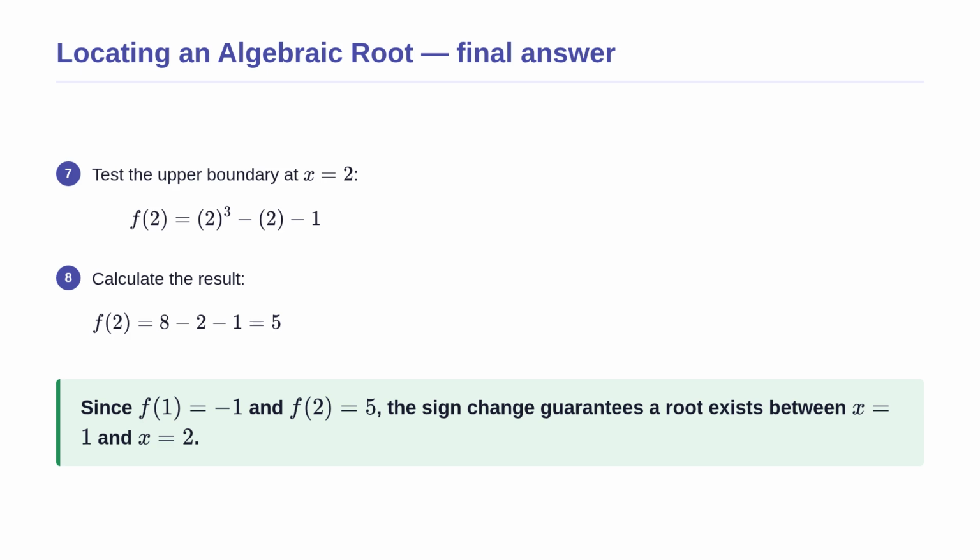Because the function went from a negative value of negative 1 to a positive value of 5, the intermediate value theorem guarantees that it must have crossed 0. Physically, this means our submarine has breached the surface, and a root definitely exists between 1 and 2.